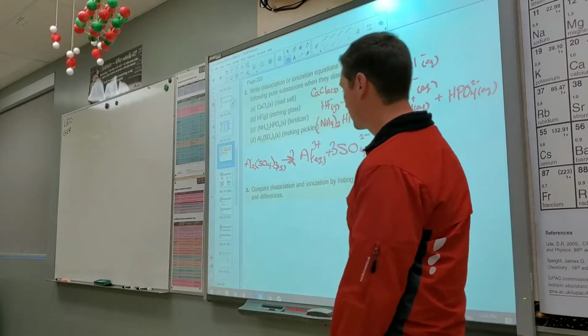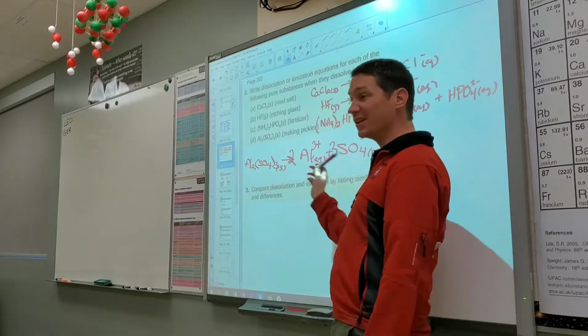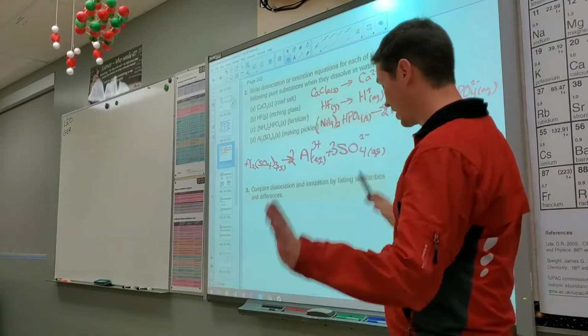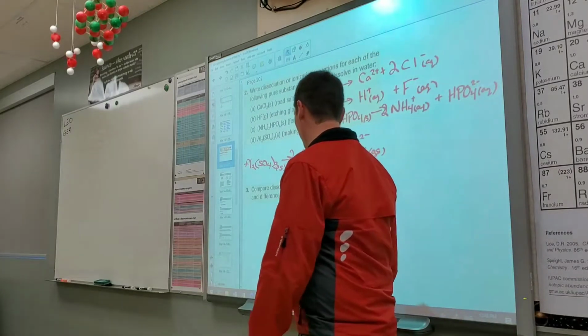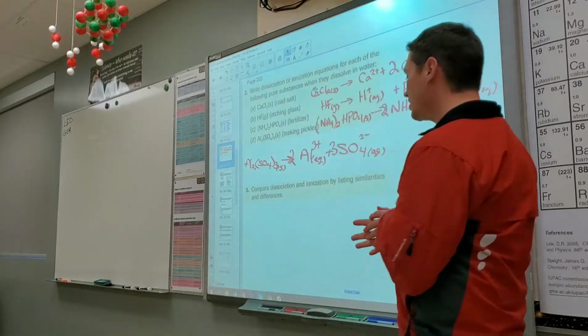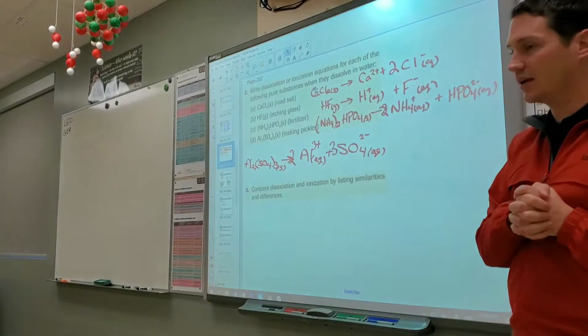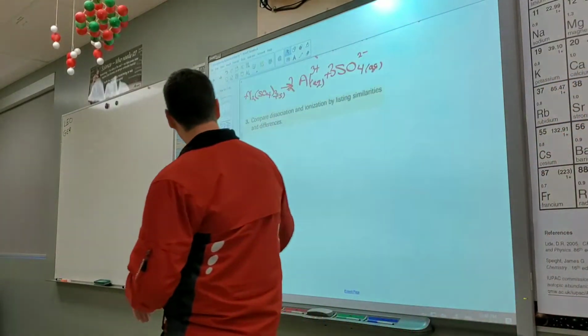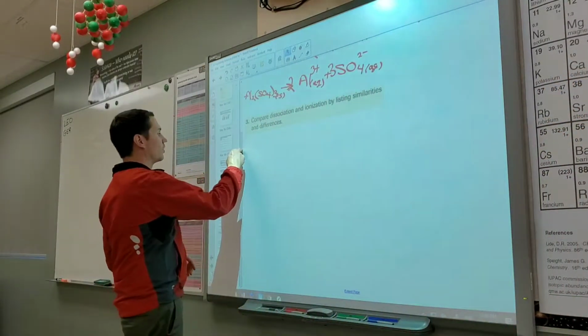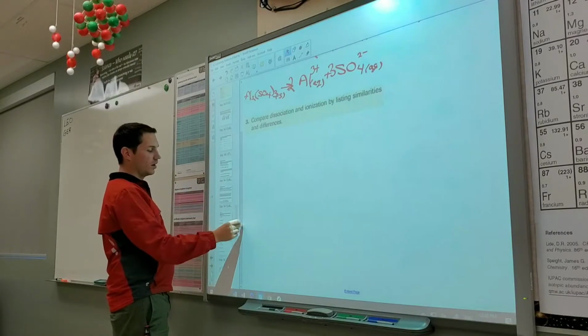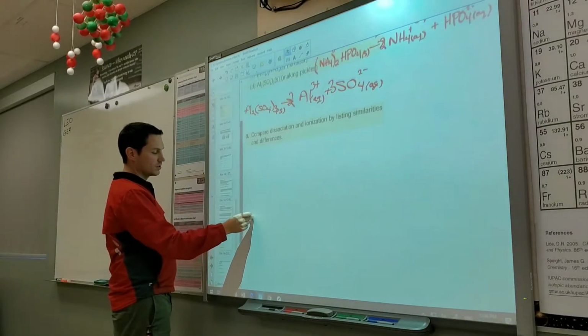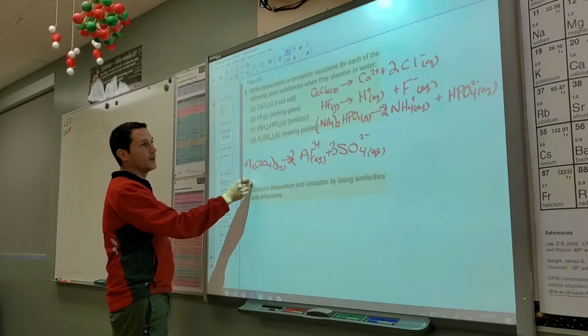3. Perfect. I apologize that it's getting really messy, but my smartboard is kind of wonky right now. Compare dissociation and ionization equations by listing similarities and differences. Okay, we've got some ionization equations here, and we've got some dissociation equations here.